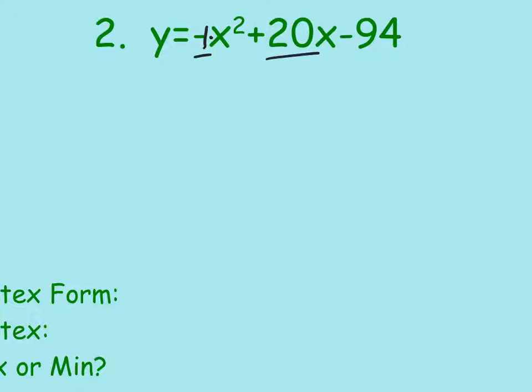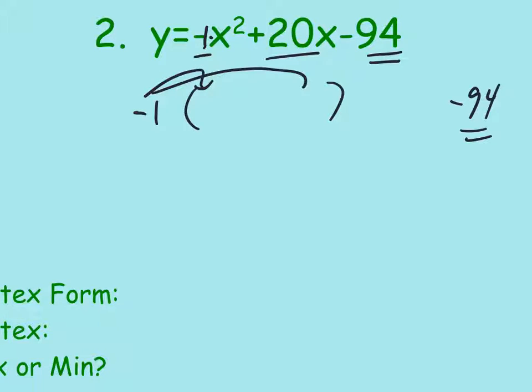What's in both of these? You only factor out the -1 from the first two. I know some of you were tempted to factor it out of the 94. Don't. Why? Because that 94 is going to be way over here, and it's not going to be inside the parentheses where this -1 will take effect.